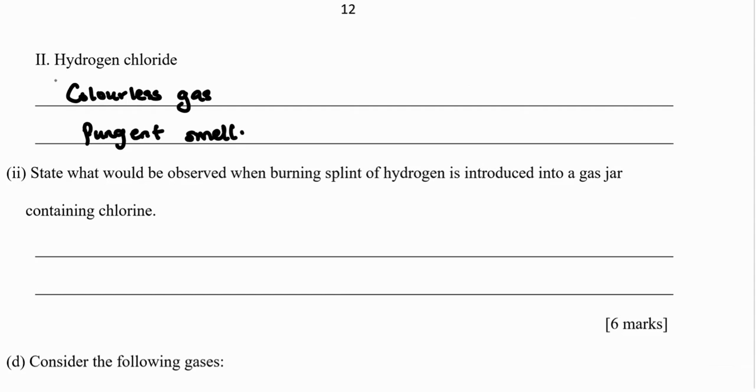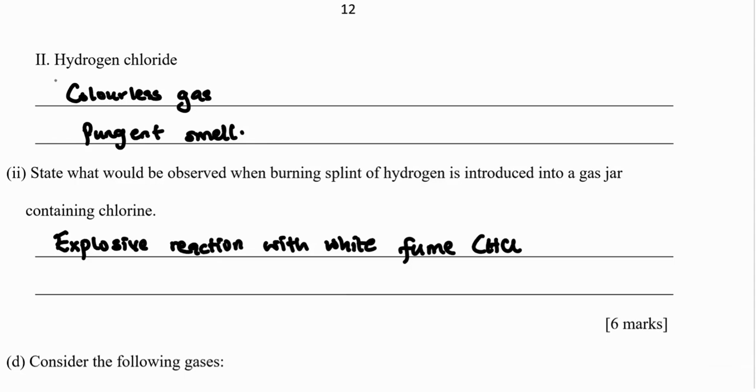Okay, so it says state what would be observed when a burning splint of hydrogen is introduced into a gas jar containing chlorine. Okay, what would be observed is an explosive reaction. So this is the preparation of hydrochloric acid with white fumes. If you have opened up a concentrated hydrochloric acid before, you would recognize those white fumes we talk about here. So HCl is formed.